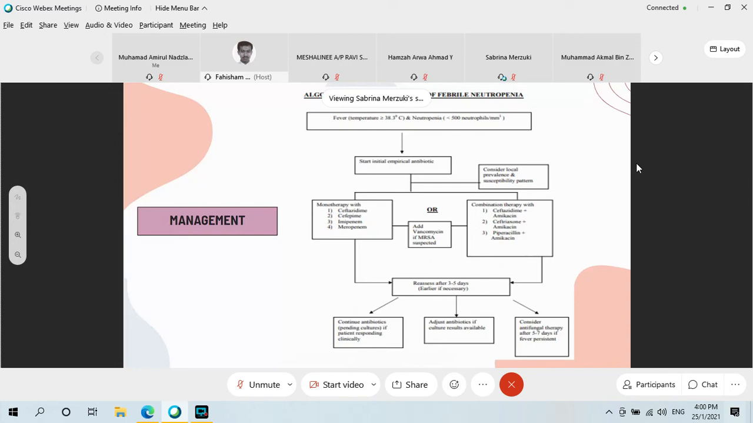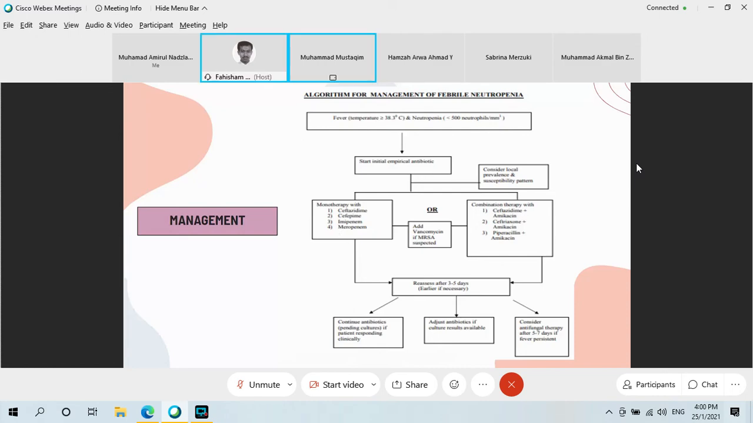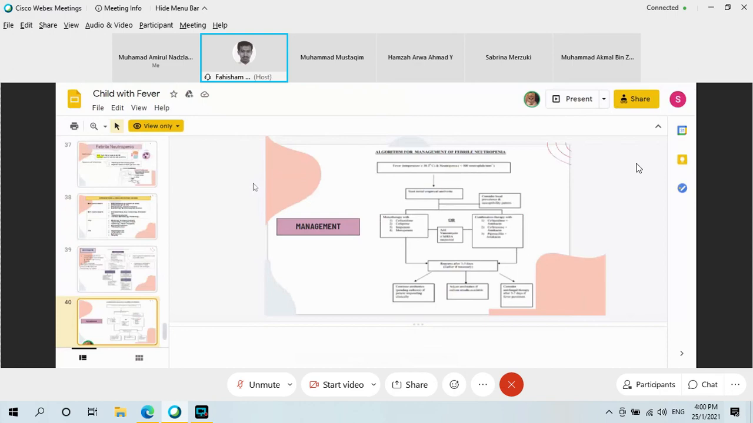Doctor, I have a question regarding meningitis management just now. For example, if the parent refuses for the baby to get a lumbar puncture, how are we going to start the management? Okay, so that's an ethical problem. Ideally, if you cannot get the lumbar puncture, the parents are allowed to refuse because they are the sole guardians of the child.